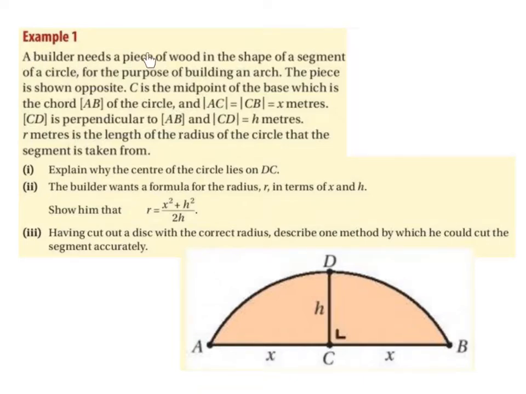A builder needs a piece of wood in the shape of a segment of a circle for the purpose of building an arch. The piece is shown opposite. So here's the segment of the circle.